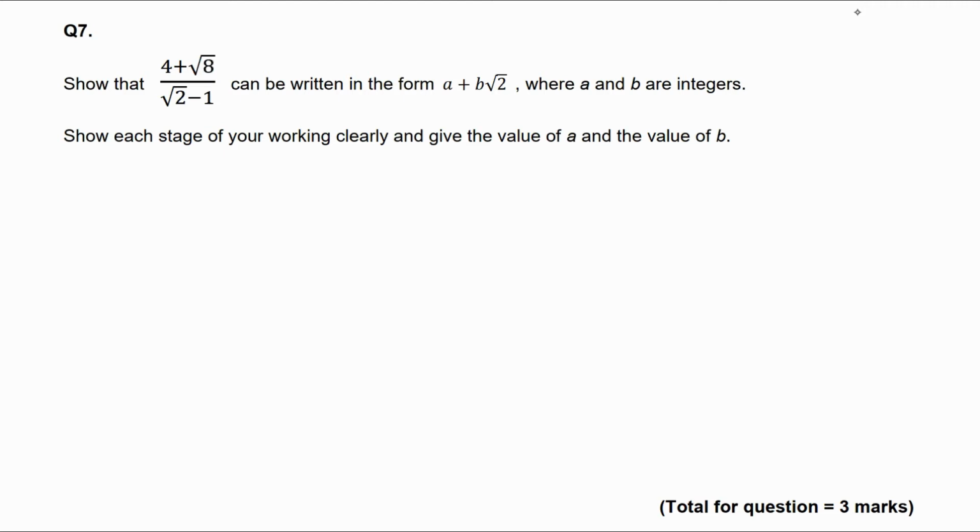In this question, we are required to show that this surd can be written in the form of a plus b square root of 2. Now, the approach that you're going to use is what's called rationalizing the denominator. So you're going to rationalize the denominator.